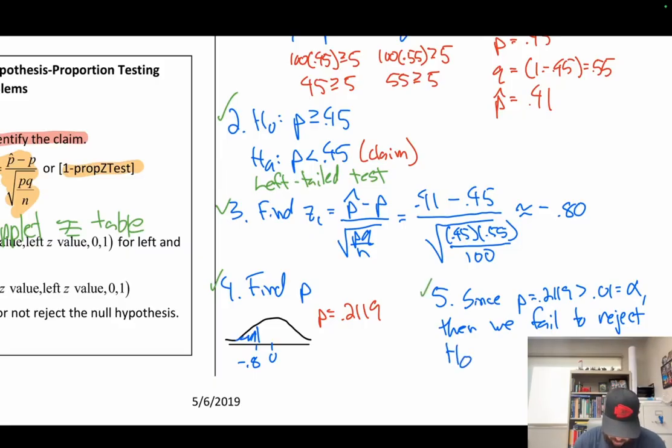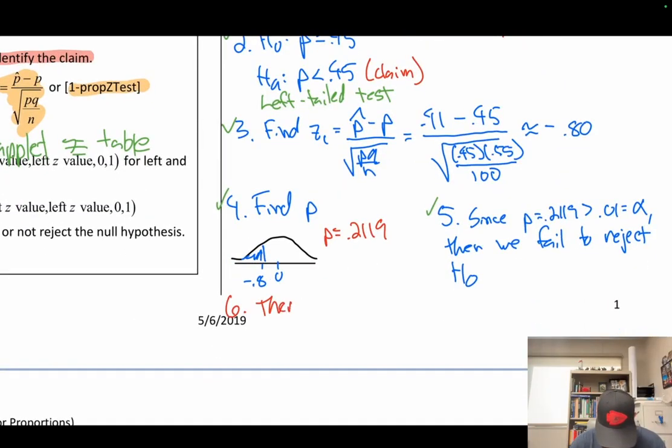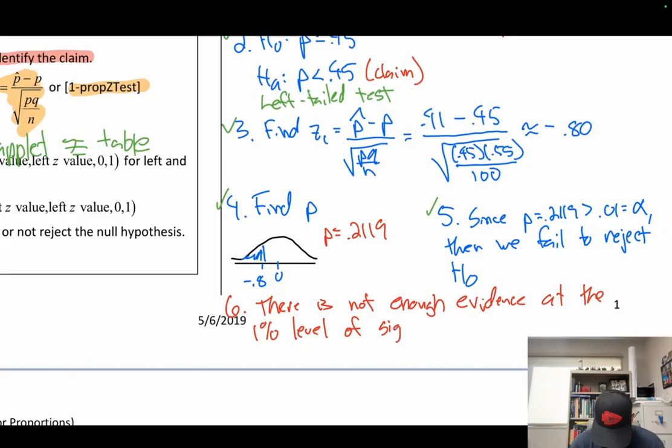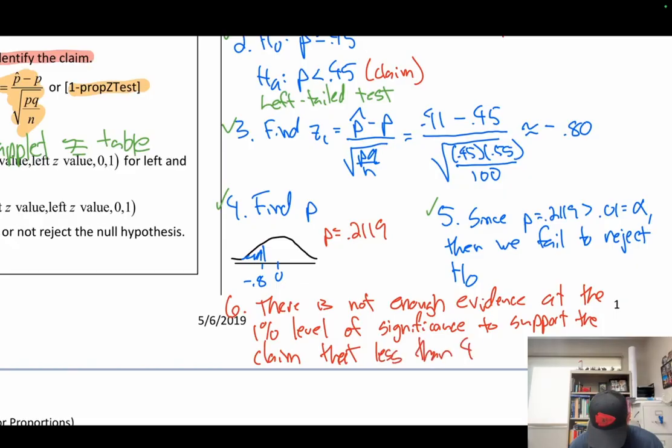All right, and then 6 is our summary. So we're going to state there is not enough evidence at the alpha level, which was 1%, to support the claim that less than 45% of adults use less secure passwords.